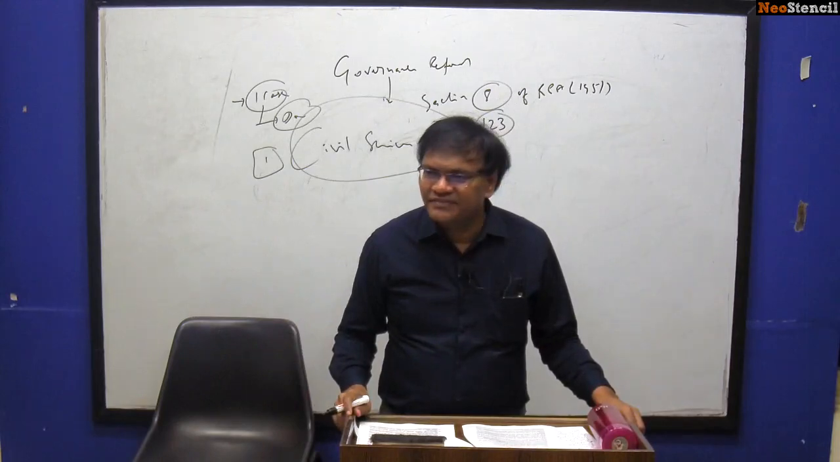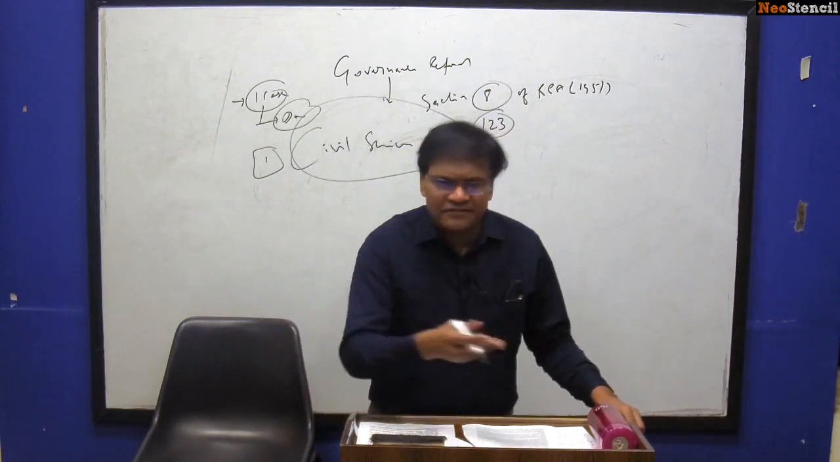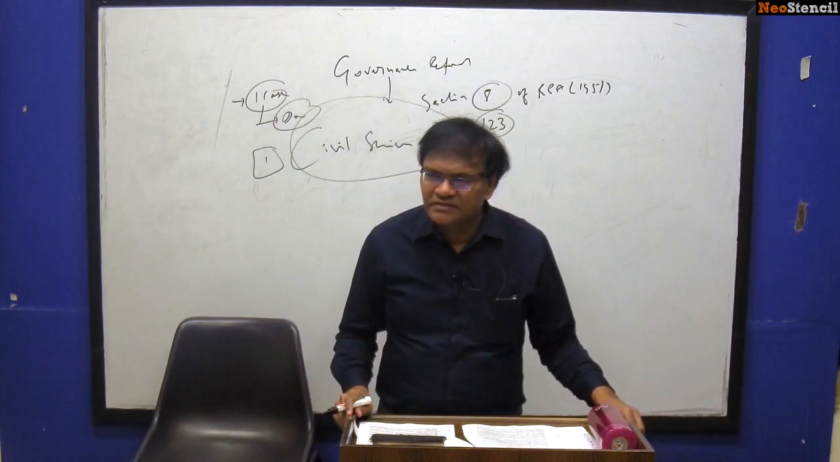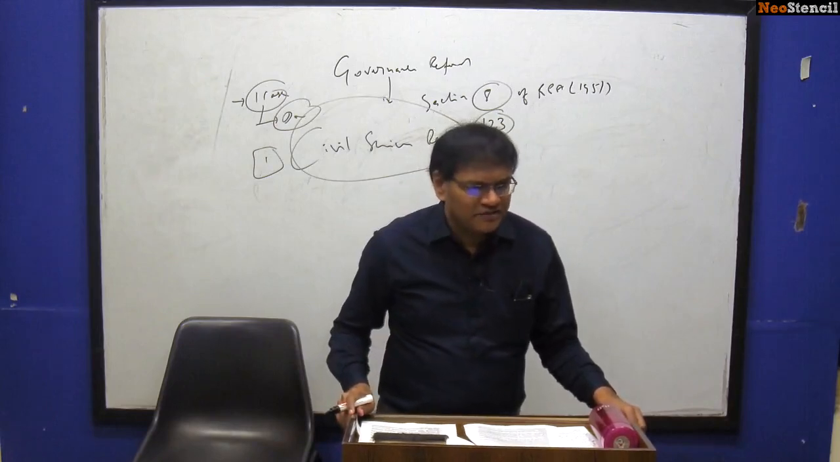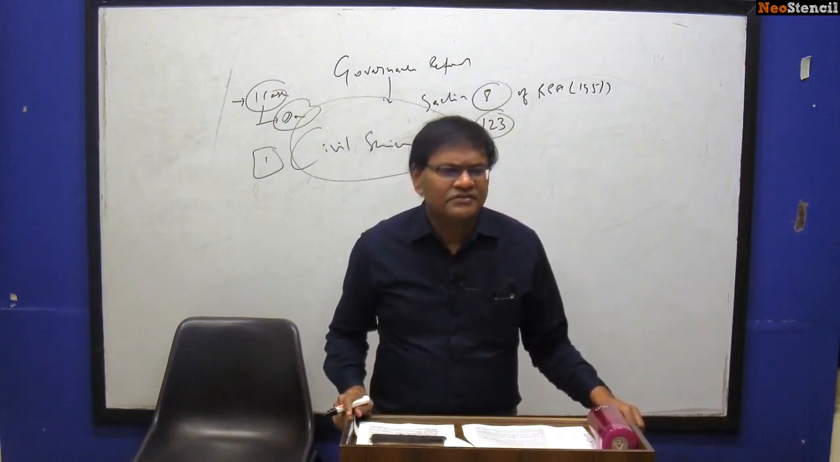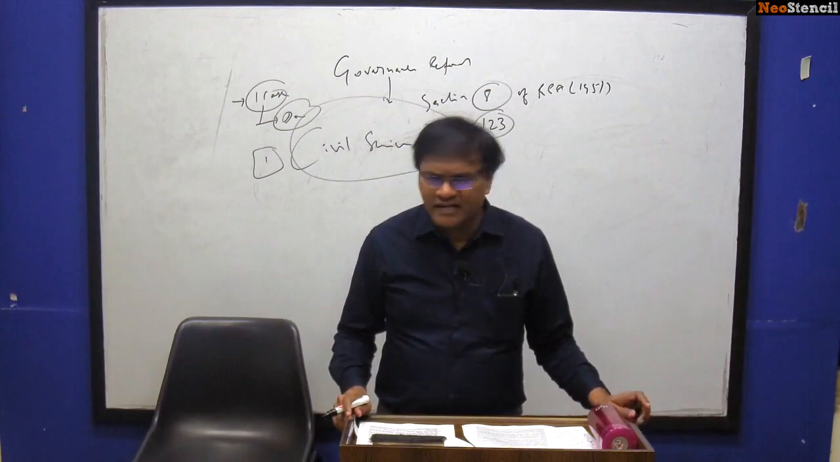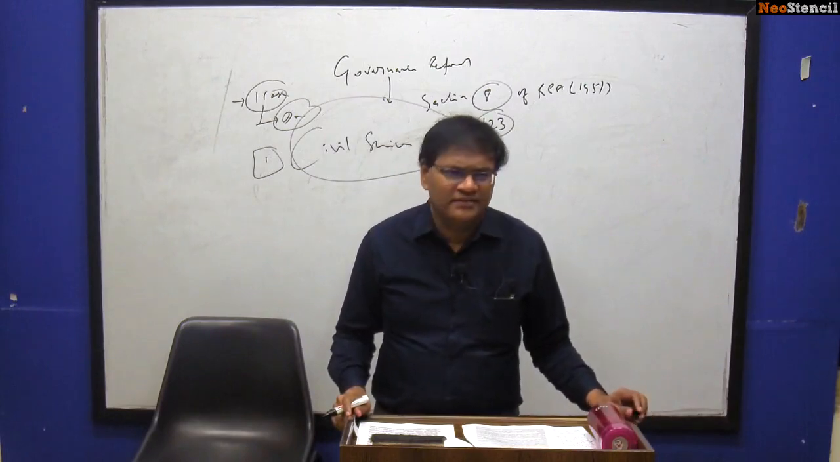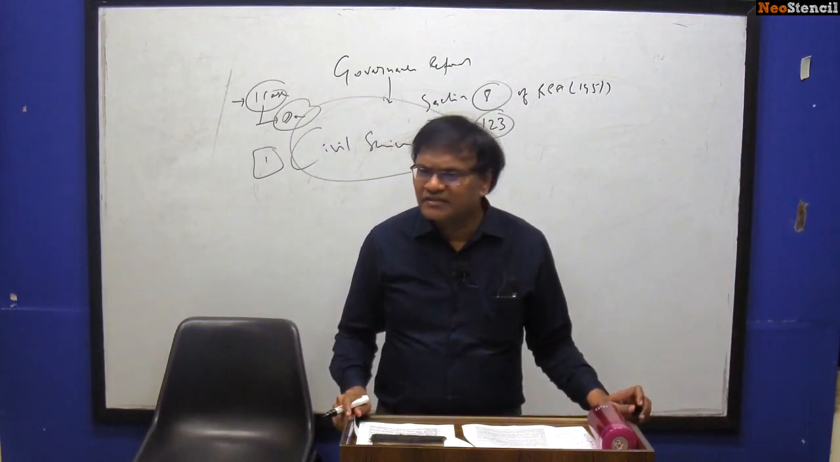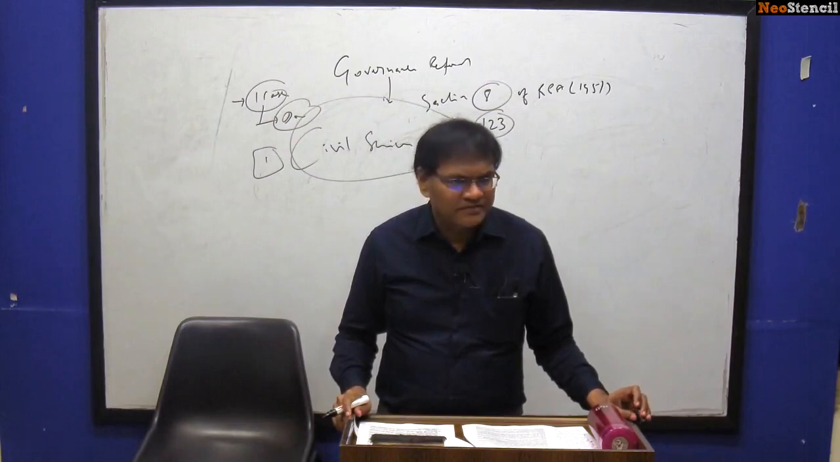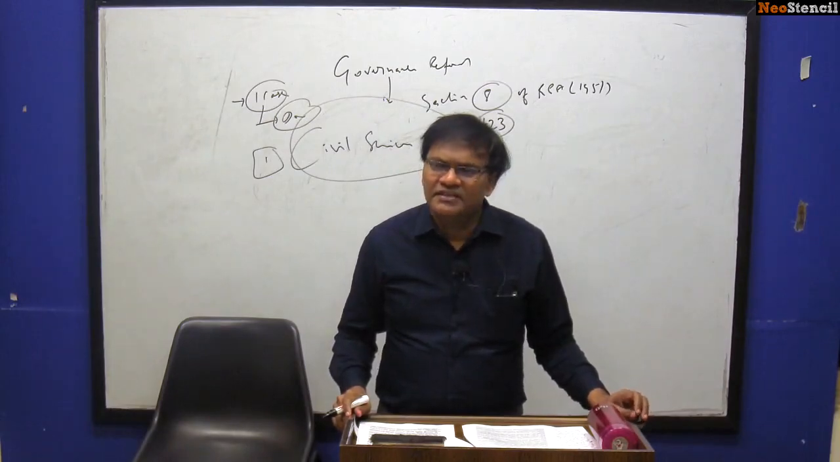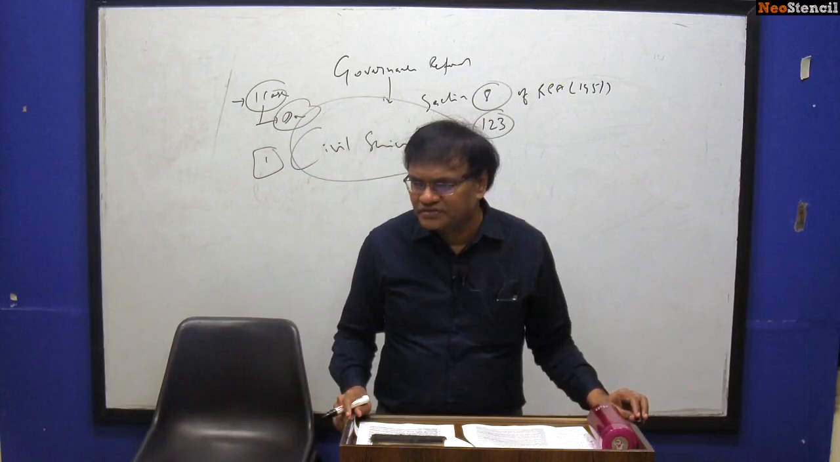Centralizing tendencies. Then of course the recent farm laws. As we discussed, there are two reasons when the Supreme Court can declare a law null and void. First one is when it violates the fundamental rights of the people. Second, when it violates the federal spirit of our constitution.